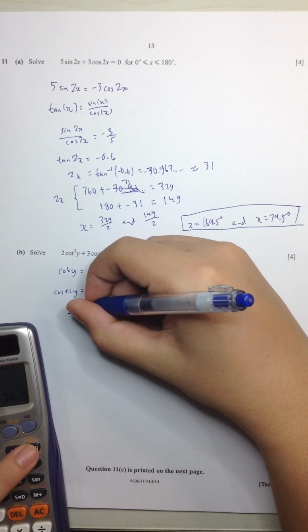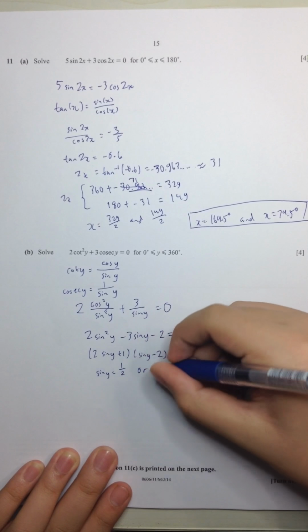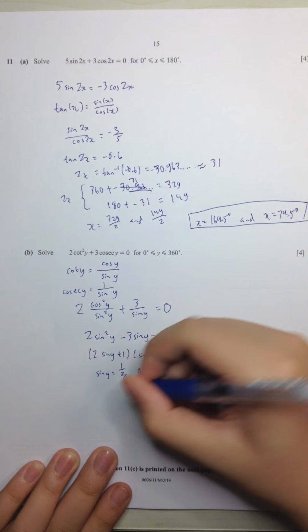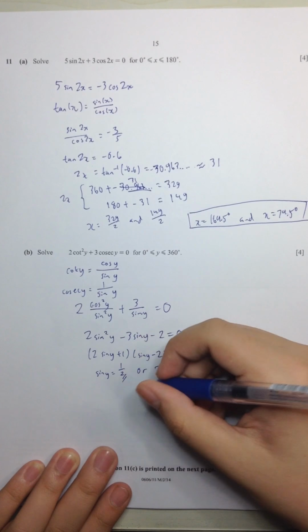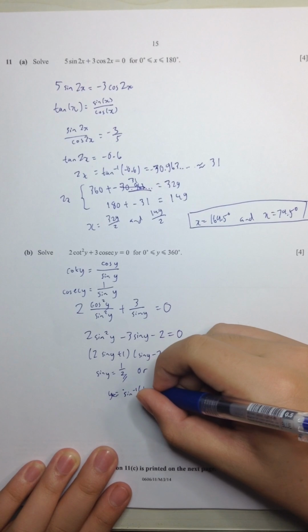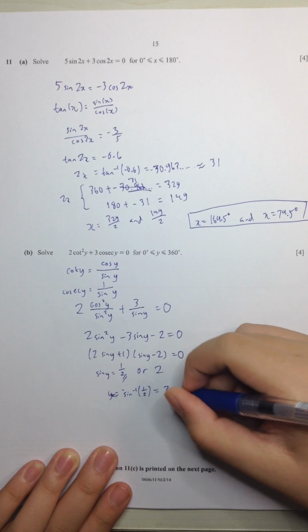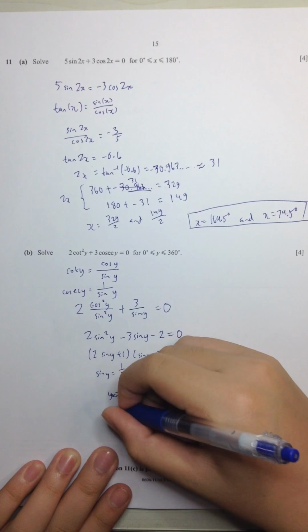So we can factorize it: 2 sin y plus 1, sin y minus 2 is equal to 0. So sin y could be minus half or 2, but we only take minus half. So y equals the inverse of sine of half, which is 30. So 360 minus 30 is equal to 330, and 180 plus 30 is equal to 210. So the answer is 330 and 210.